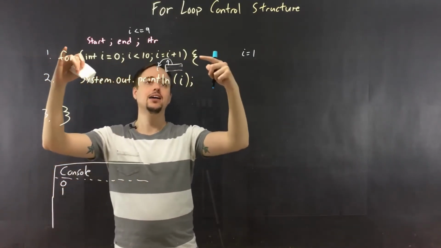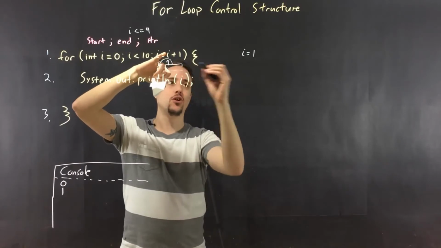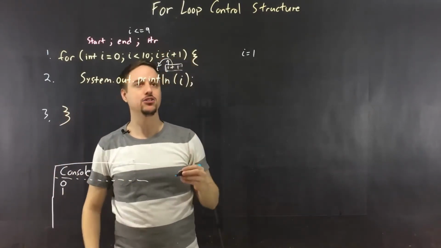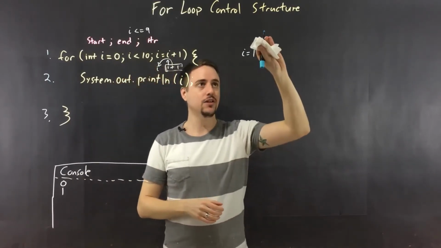And then it goes back and does the increment. The current value of i is 1, plus 1. It assigns it back into i. So now what is i equal to?